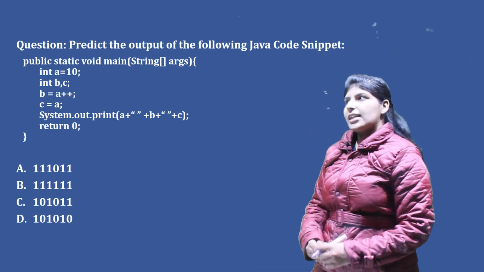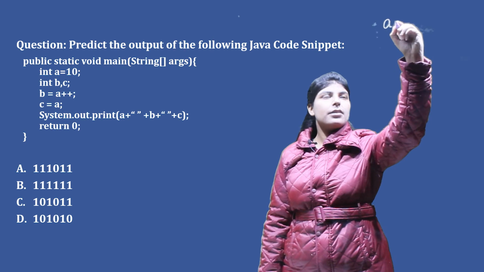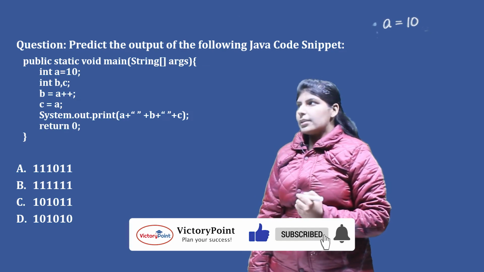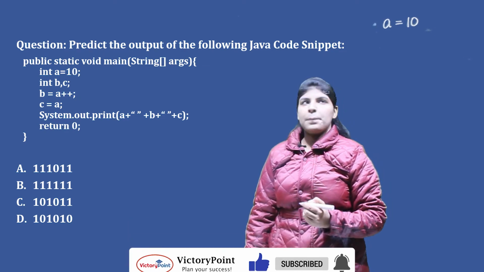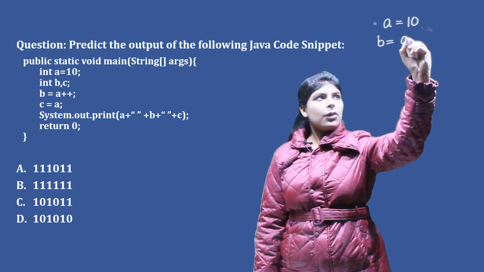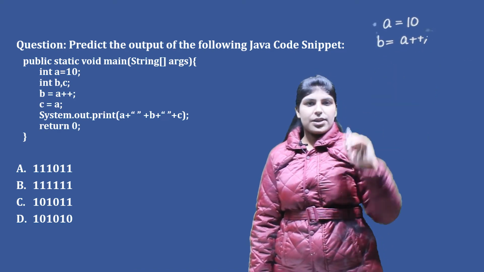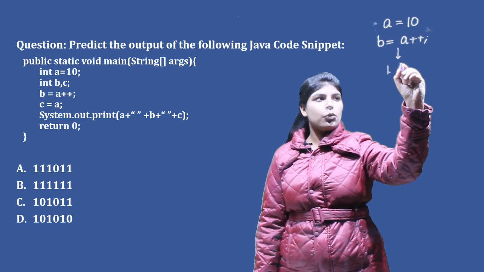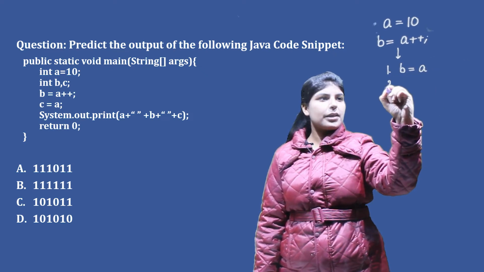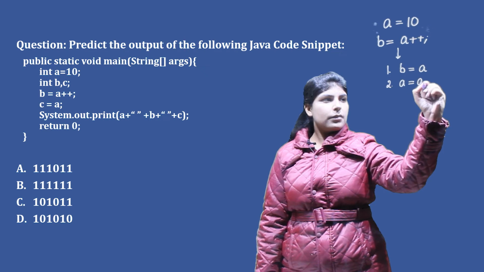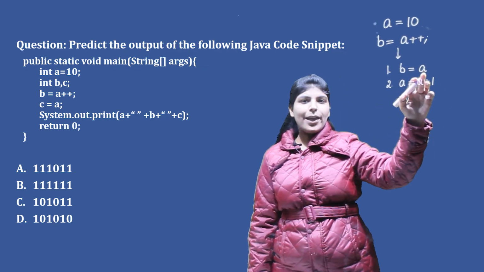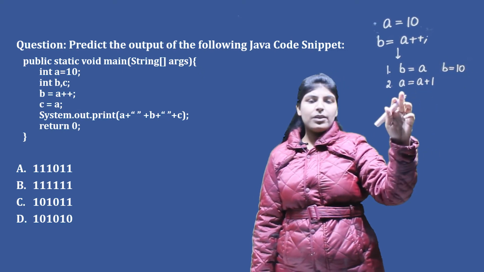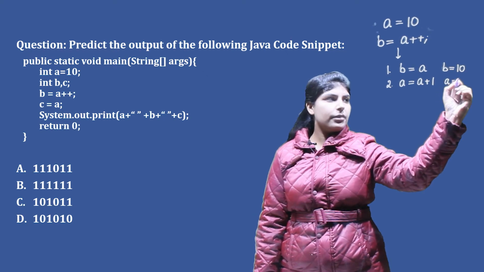So in this question I have an integer variable A whose value is 10. So next I have 2 more integers B and C. In the next line I have B is equal to A++. So now this is the increment operator and it is used in postfix manner. So I can break this statement into 2 steps. First I'll assign the current value of A to B and then I'll increment A. So in this step the current value of A will be given to B. So B will become 10 and now A will be incremented, so A will become 11.